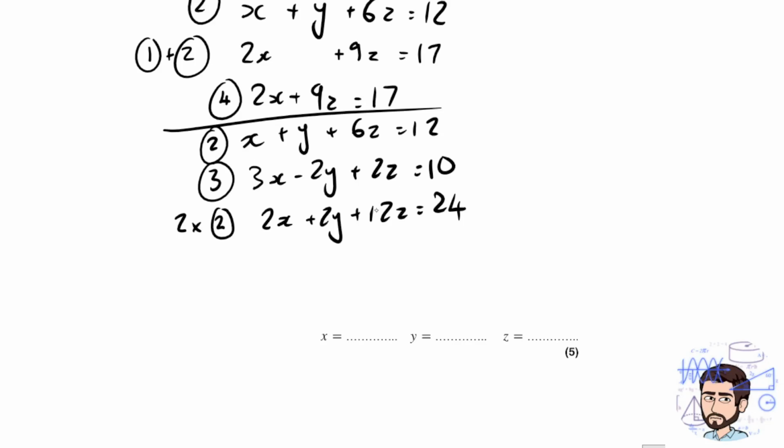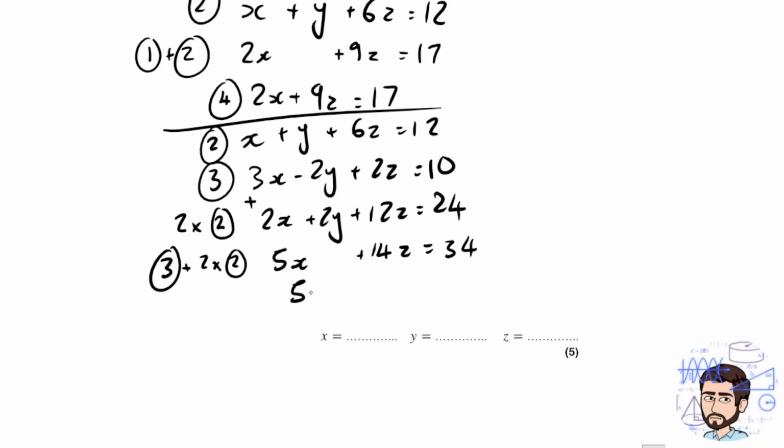Well, now I have the same number of y's, so I'm going to add these two equations together, because negative 2y plus 2y is 0, and they will eliminate. So equation 3 plus 2 lots of equation 2: 3x plus 2x is 5x, negative 2y plus 2y is 0, that was the whole point, 2z plus 12z is 14z, 10 plus 24 is 34.